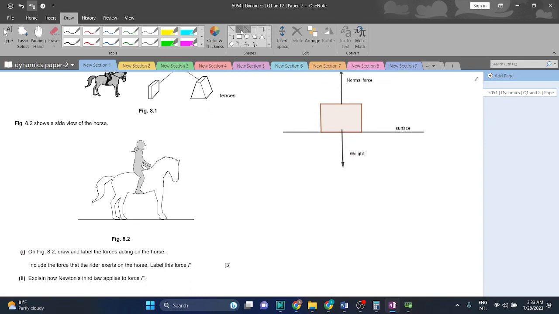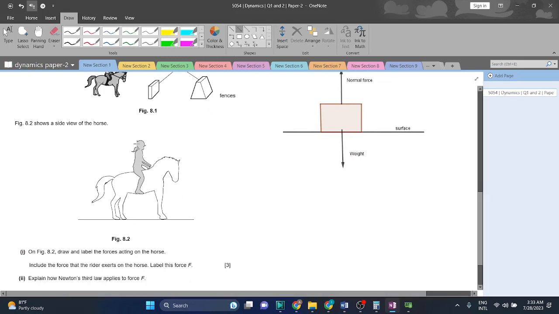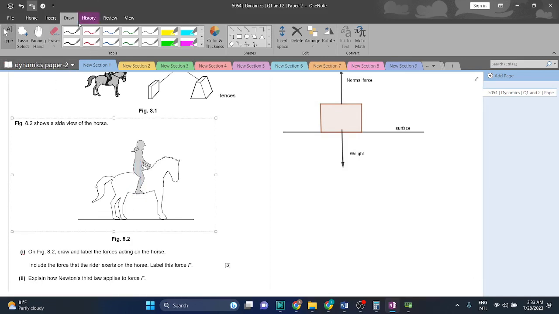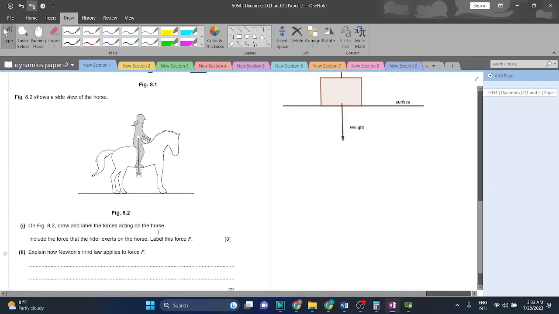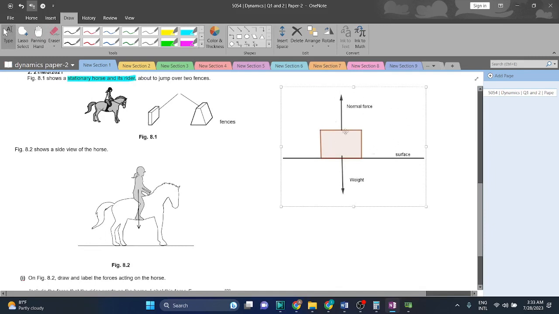First of all, the force exerted by the rider on the horse will be F, which is in this direction, which is the normal contact force. We just have to label it by F, but the actual force is the normal contact force.